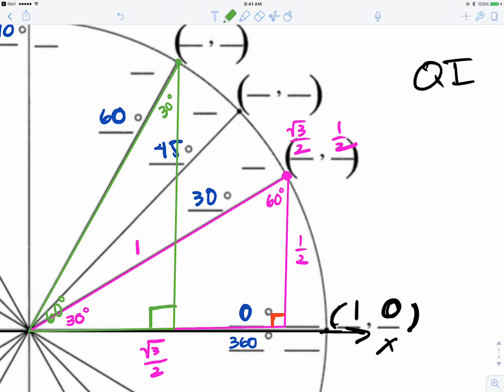Right, you drop a perpendicular going horizontal and vertical? Nope. Why not? Because 60 degrees is this angle here. We always start at 0 and then rotate counterclockwise for positive angles.